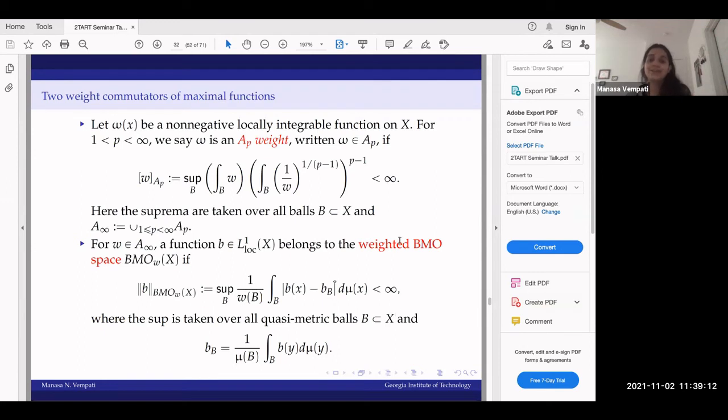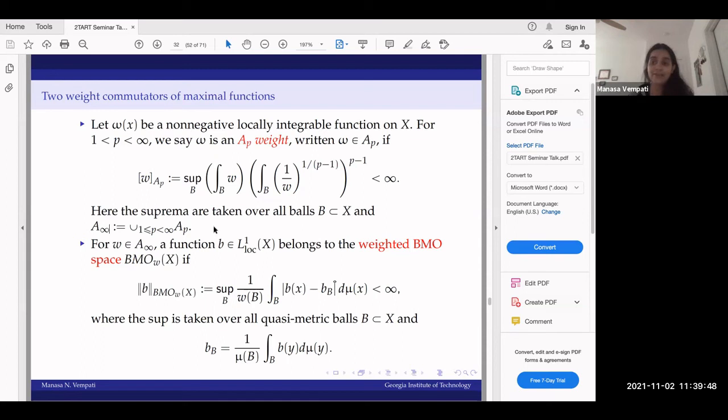I'm also going to define what the weighted BMO space is in the setting of a space of homogeneous type. For that, I need to define what A_p weights are. So let me start with that. We consider omega of x, a non-negative locally integrable function on the space of homogeneous type. For p lying between 1 and infinity, we say omega is an A_p weight if the A_p norm of omega, given by this equation, is finite. A infinity is the union of all of these A_p weights for p lying between 1 and infinity.